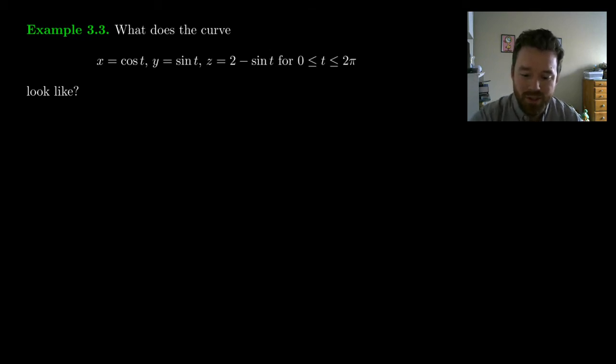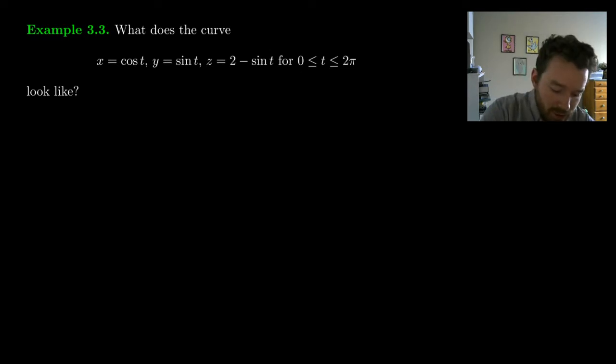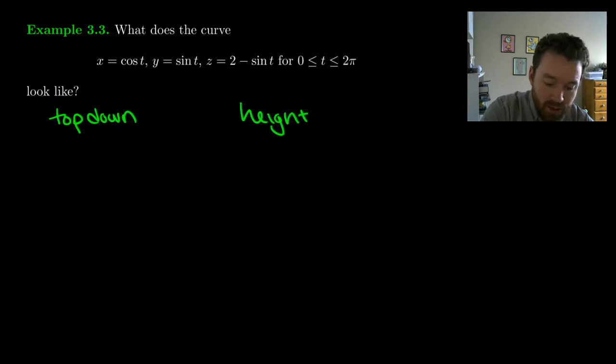Okay, so we're going to continue looking at examples of just taking parameterizations or vector-valued functions that take real inputs and output vectors. Our next example is x equals cosine t, y equals sine t, z equals 2 minus sine t. And so the strategy that's worked for us so far is to look at a top-down view, to look at something that gives us a sense for what the heights are, and then maybe we'll wrap that up into a 3D graph. Actually, this time let's plot some points too.